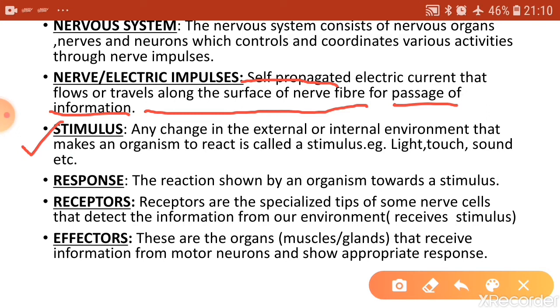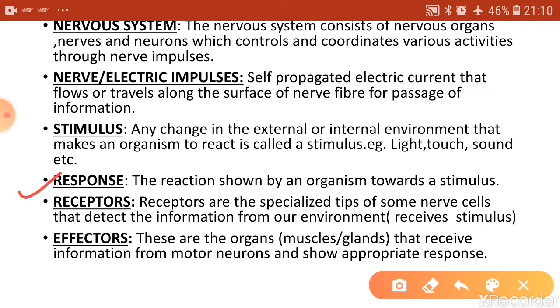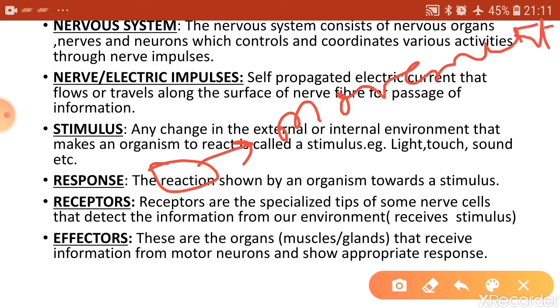So stimulus is defined as any change in the external or internal environment that makes an organism react or respond. Now, response. Response is the reaction that is shown by an organism towards a stimulus, and as just now discussed, these responses or reactions are shown in the form of movements. So when the organism moves, it becomes clear that the organism is responding to the stimulus.